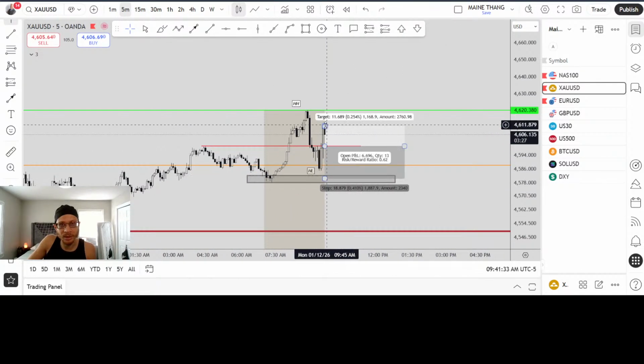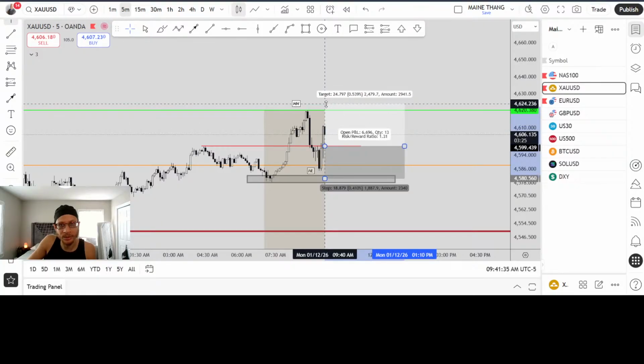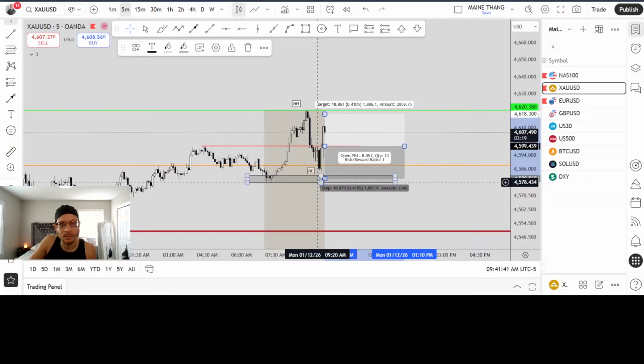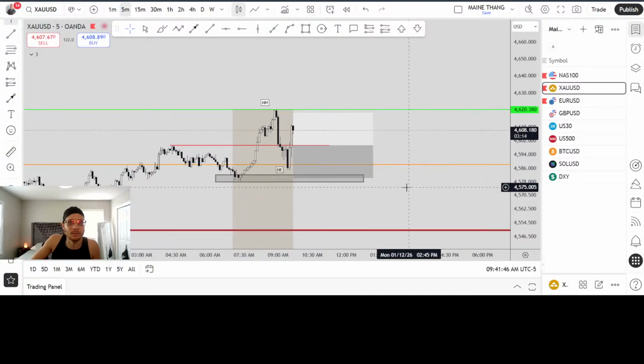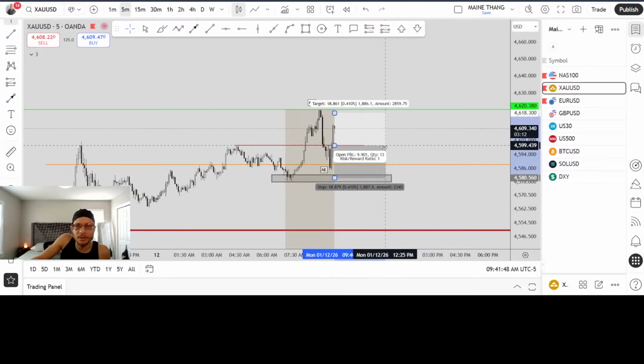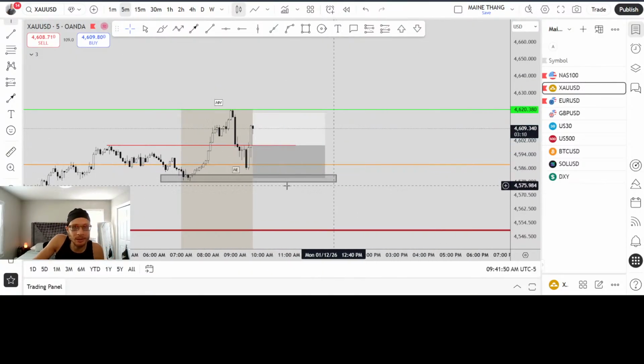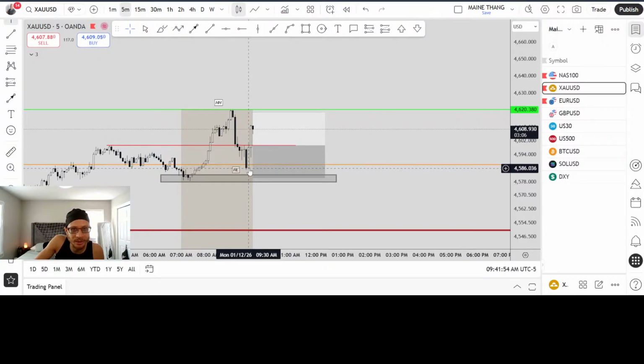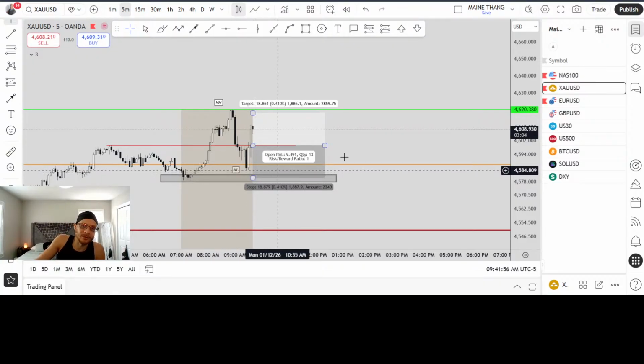Put your stop there. Maybe let's say we're aiming just for 1-1. Stop below here, this low. Could have got a little something maybe. The market just opened, so let's wait to see what it do.